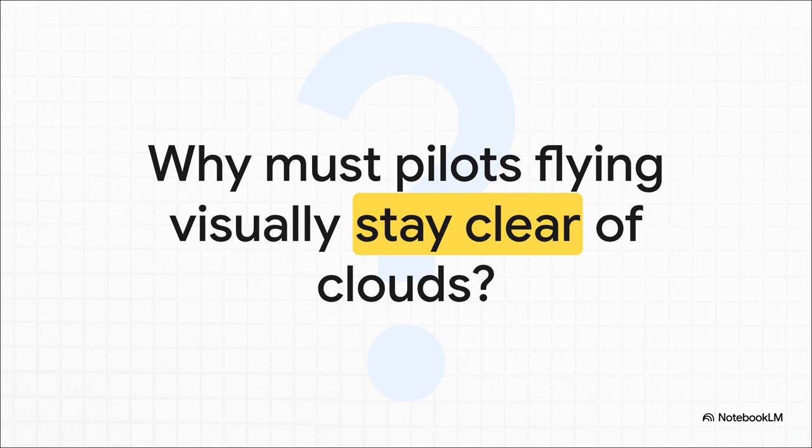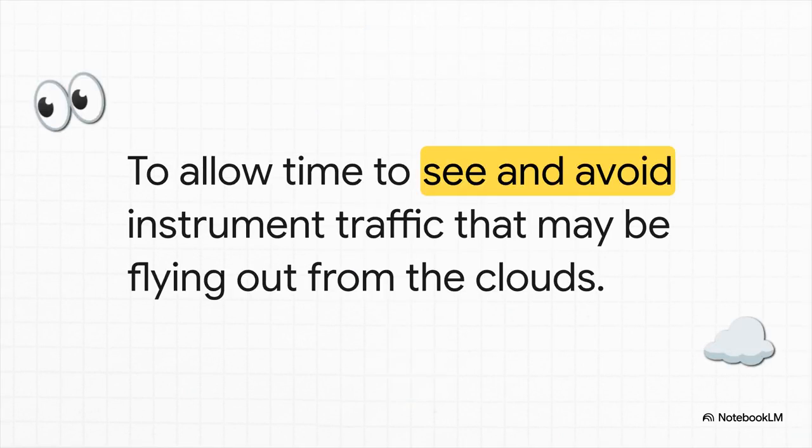But the rules aren't just about where you are on a map. They're also about what you can see. For pilots flying visually, the weather, and especially the clouds, dictate pretty much everything you can and can't do. I mean, it seems kind of obvious, right? Just don't fly into the big fluffy thing. But there's a huge critical safety reason for these really strict rules that goes way beyond just avoiding the cloud itself. Here's why this matters so much.